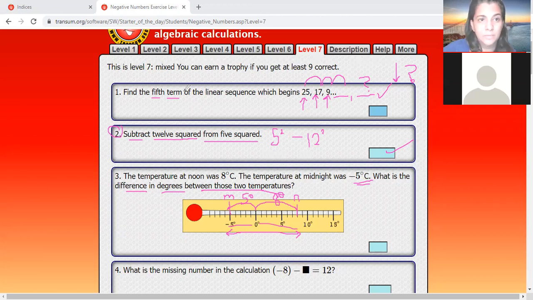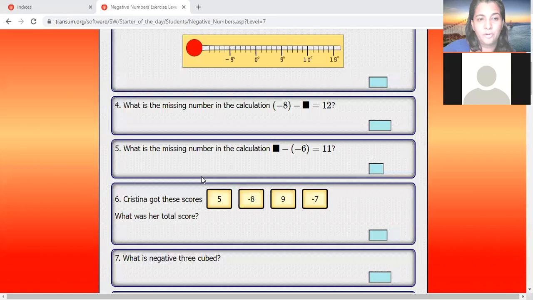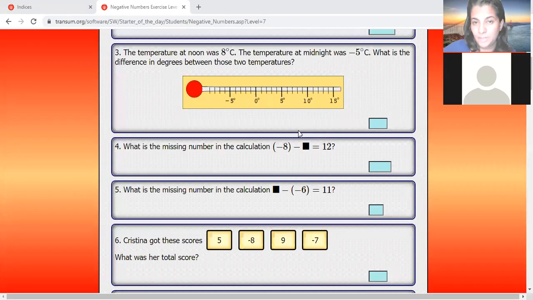Now clear that and we move on to 4, 5, 6. What is the missing number in this calculation? Which means you have to figure out: -8 minus how much will give you +12? Now think about it. -8, if I minus what, I will get +12? Any idea, guys? Put it into the chat. How do we do this?